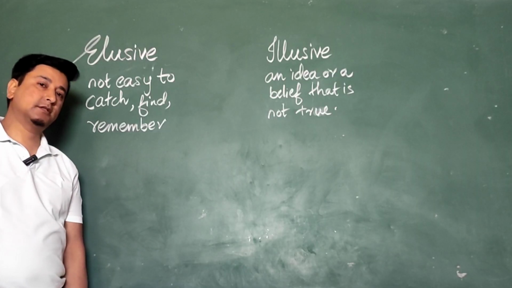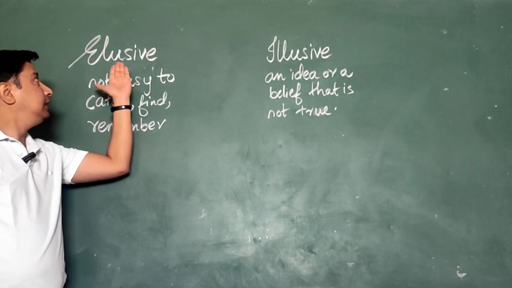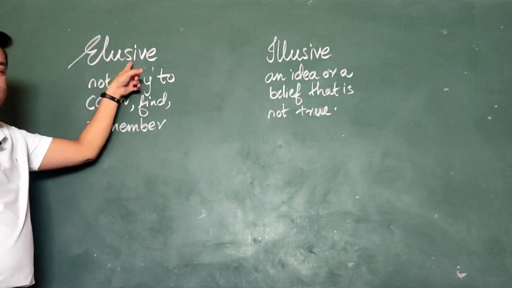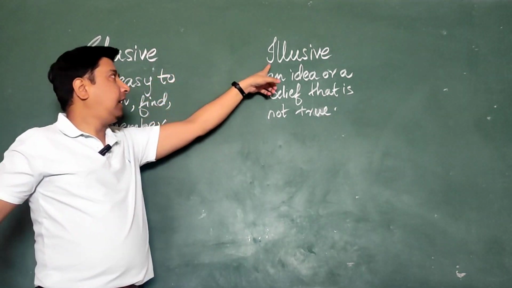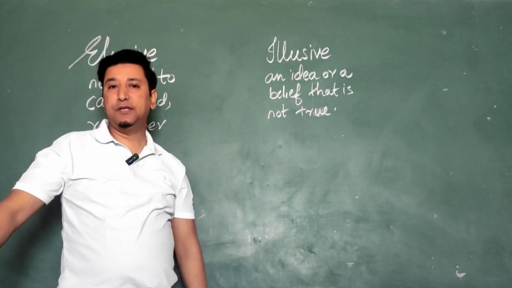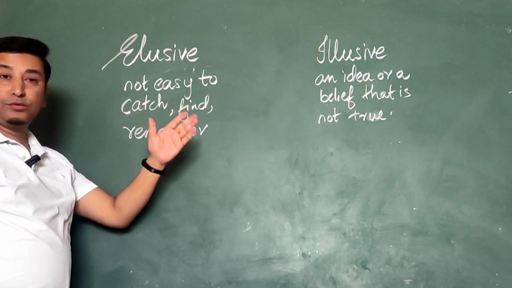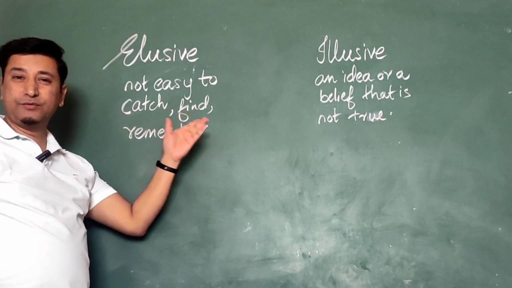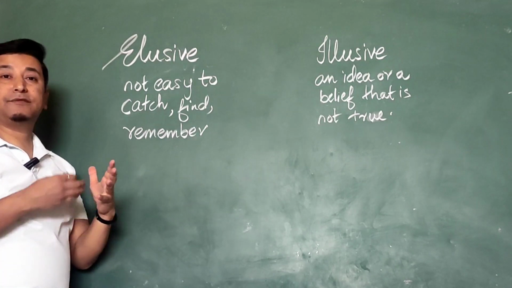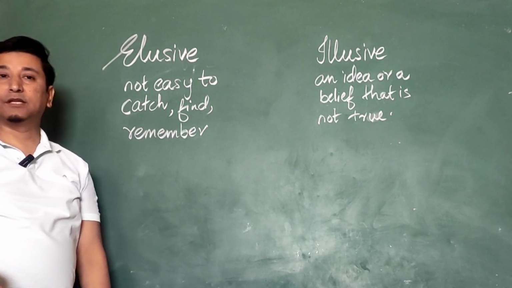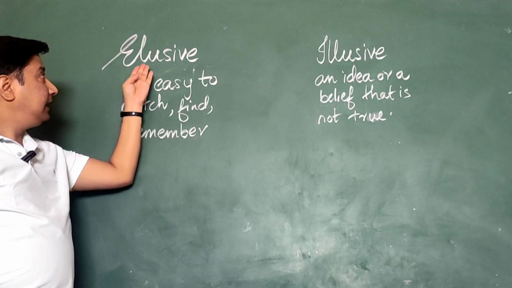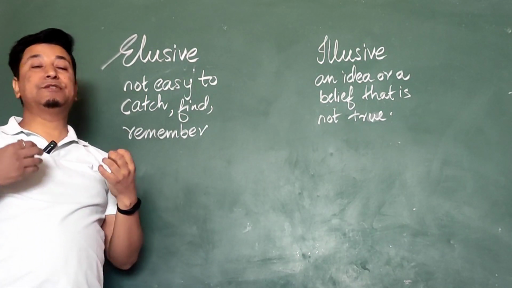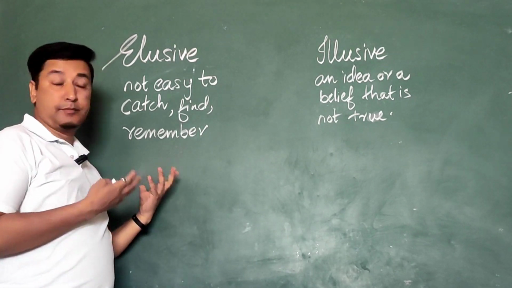Another confusing pair of words is elusive, E-L-U-S-I-V-E, and illusive, I-L-L-U-S-I-V-E. They are so different and the meanings are also very different, and they are very confusing words, okay? But they are different in nature. We have to understand the definitions. So first, elusive means not easy to catch, not easy to find, and not easy to remember as well.